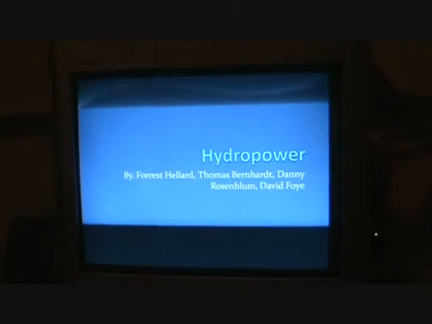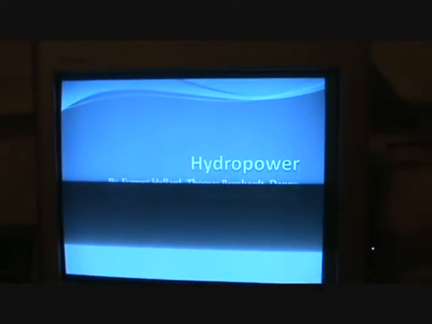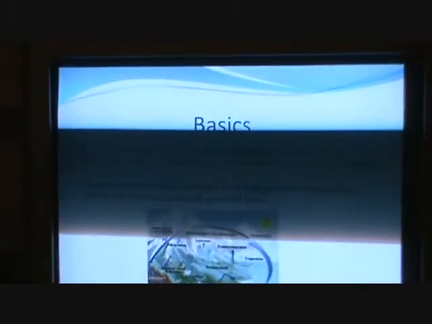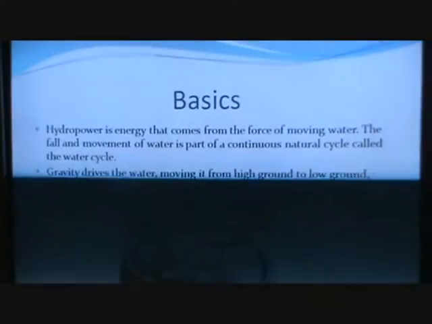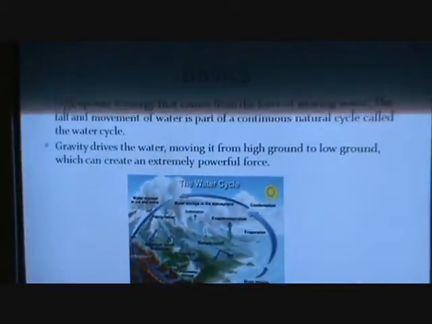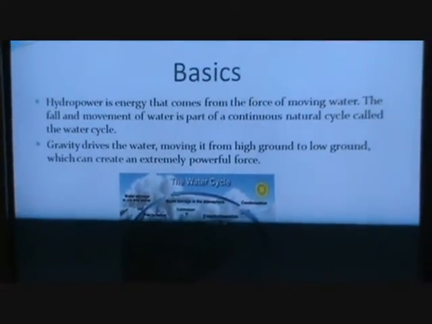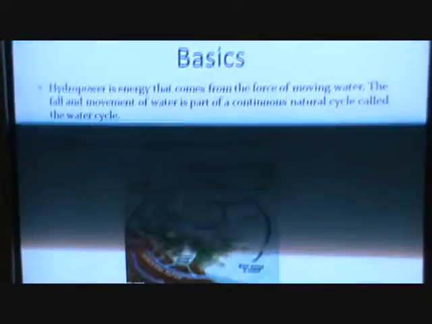This is Hydropower by Forrest Heller, Thomas Bernhardt, Danny Rosenblum, and David Foy. The basics of hydropower. Hydropower is energy that comes from the force of moving water. The fall and movement of water is part of a continuous natural cycle called the water cycle. Gravity drives the water, moving it from high ground to low ground, which can create an extremely powerful force.